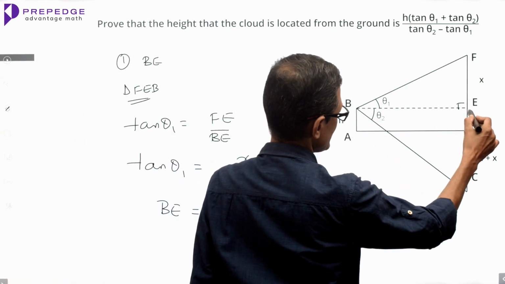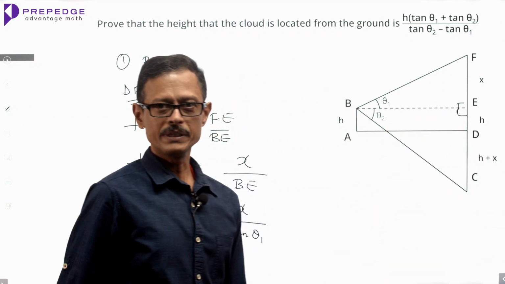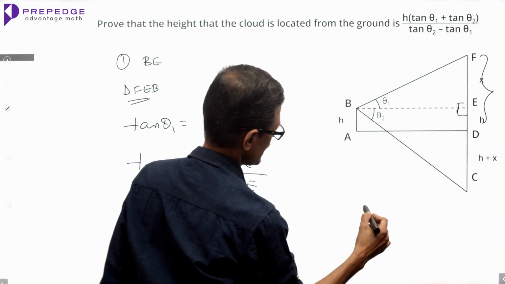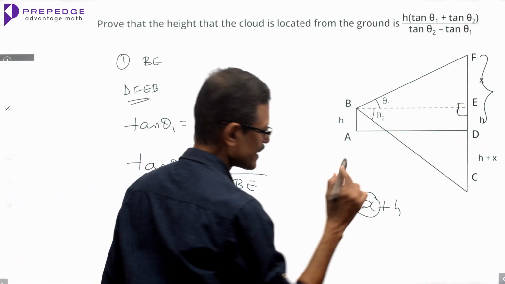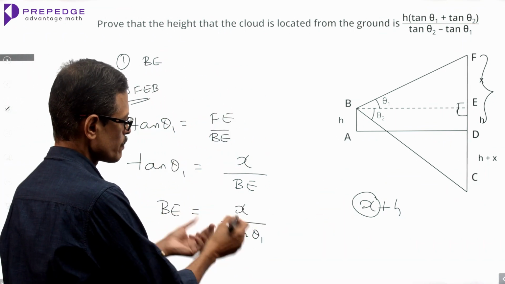We have to look at right triangle BEC. In the right triangle we are again going to compute the value of BE. Because what is the final value we are going to find? It is equal to x plus h. We are going to find x, so let's establish that first. So now BE we have got as x by tan theta 1.